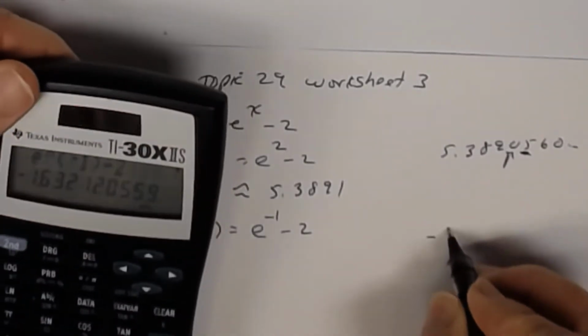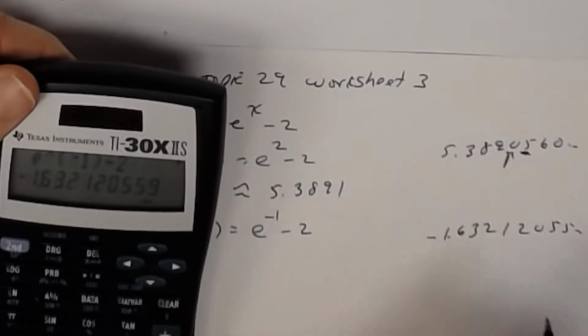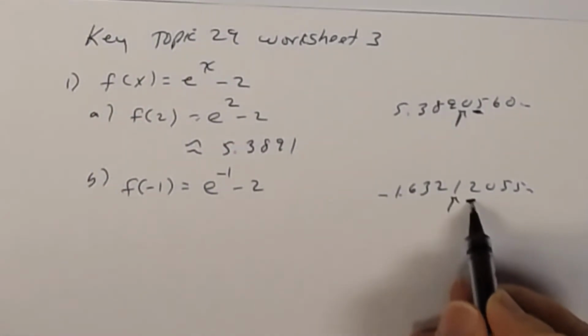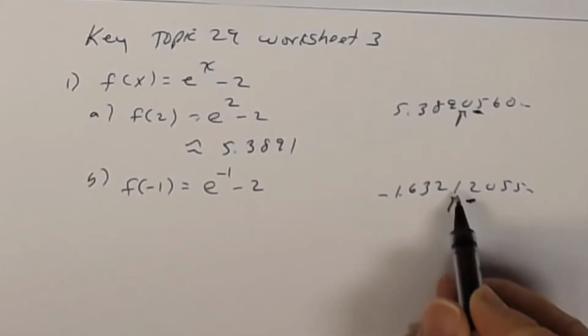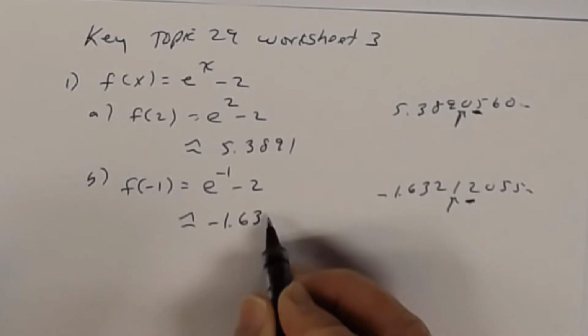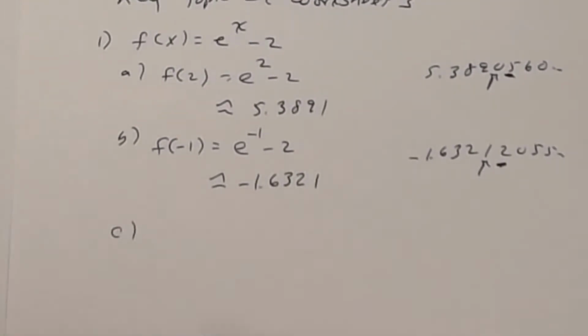So you get negative 1.6321205, and so on. So 4 decimal places, 1, 2, 3, 4, that's here. Since 2 is less than 5, the 1 stays 1. So this becomes negative 1.6321.